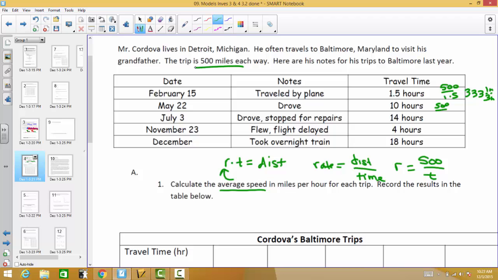500 divided by 10 is 50 miles per hour. 500 divided by 14 is 35.714 miles per hour. 500 divided by 4 is 125 miles per hour. And 500 divided by 18 is 27.7 repeating miles per hour.